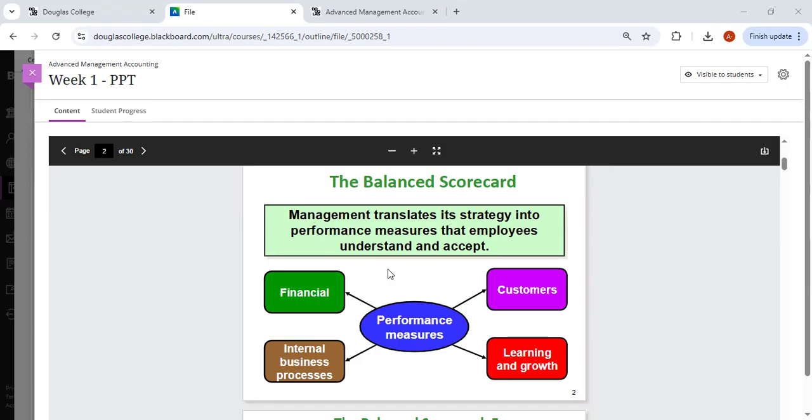So for that reason, the other thing that you can do with the balance scorecard is you can use the balance scorecard as a good, what is the word that I'm looking for? As a good justification for your salary increase.